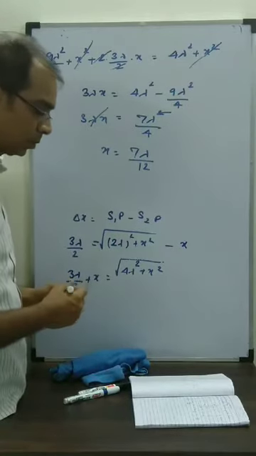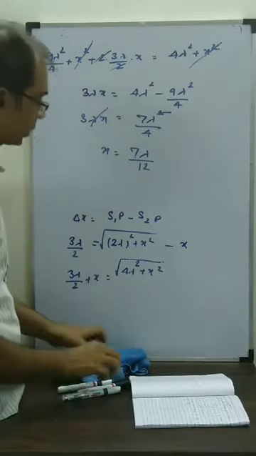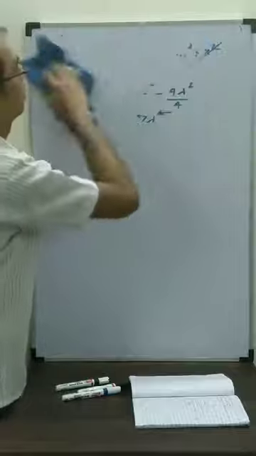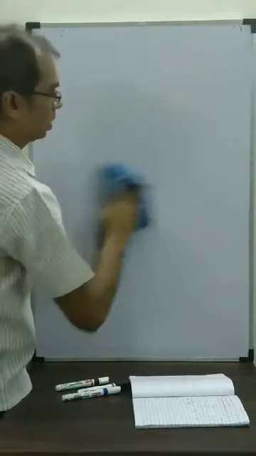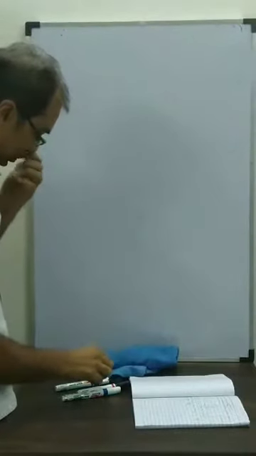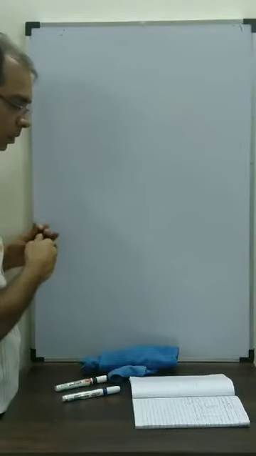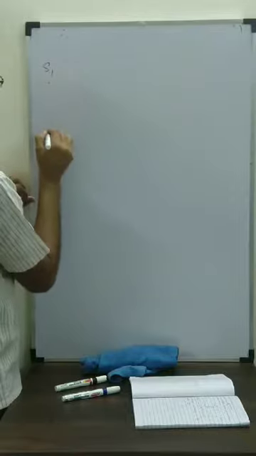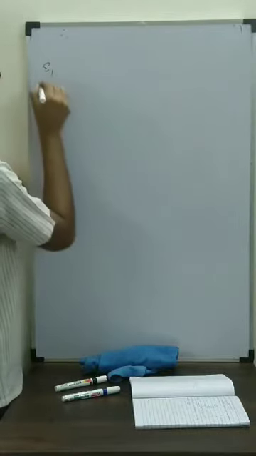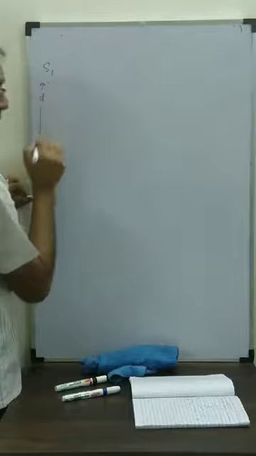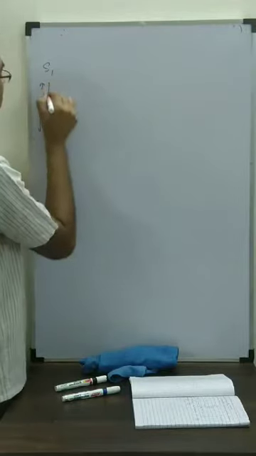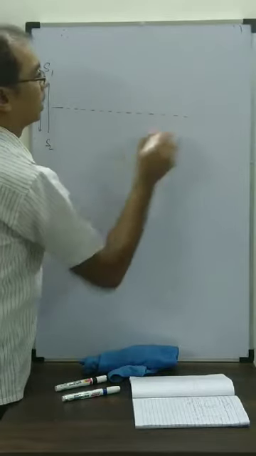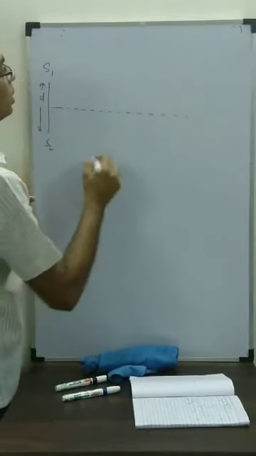Alright. Let's see one more question now. See how this question is. There are two sources, S1 and S2, and the gap between them is B. Exactly from the middle, we have this line, and there is a screen over here.